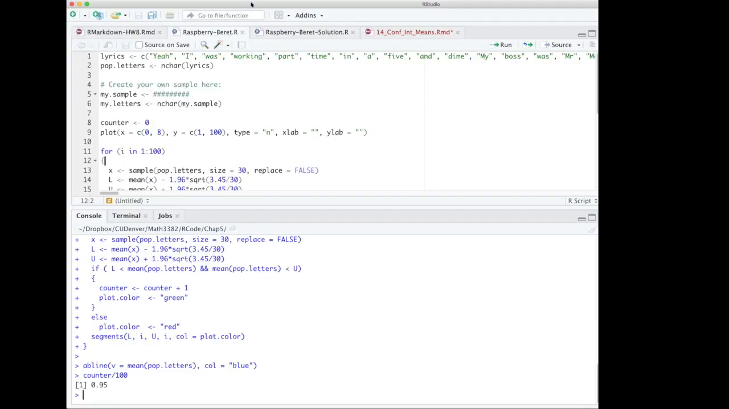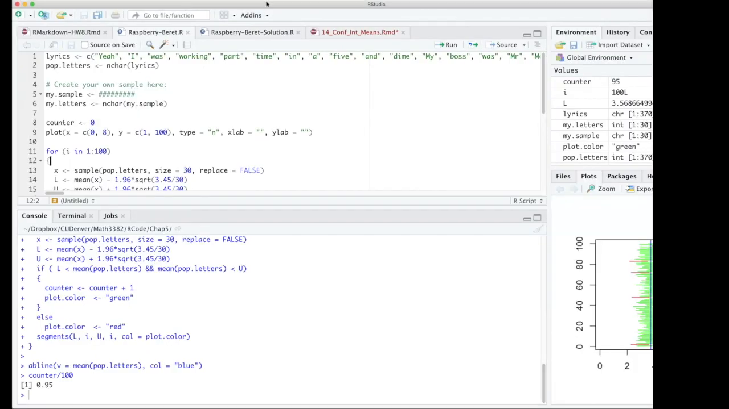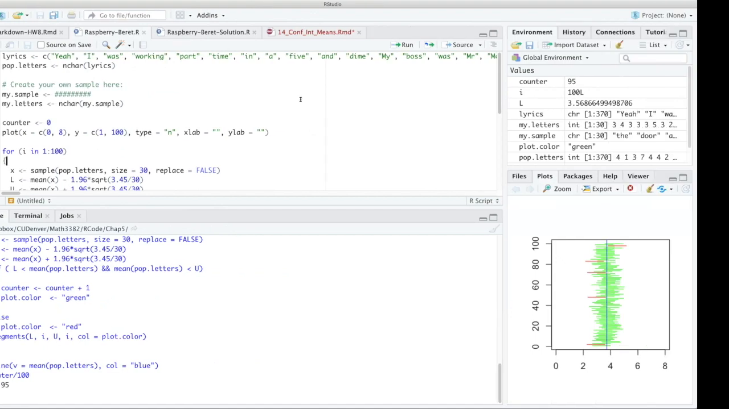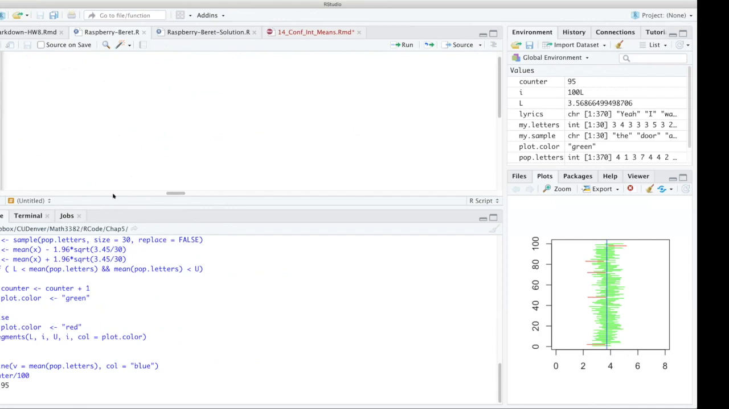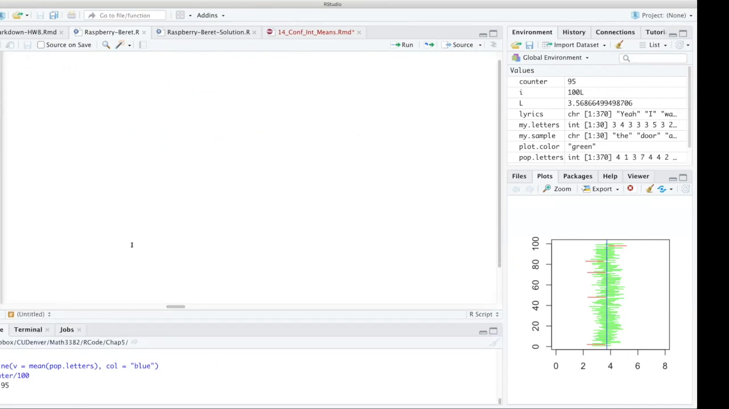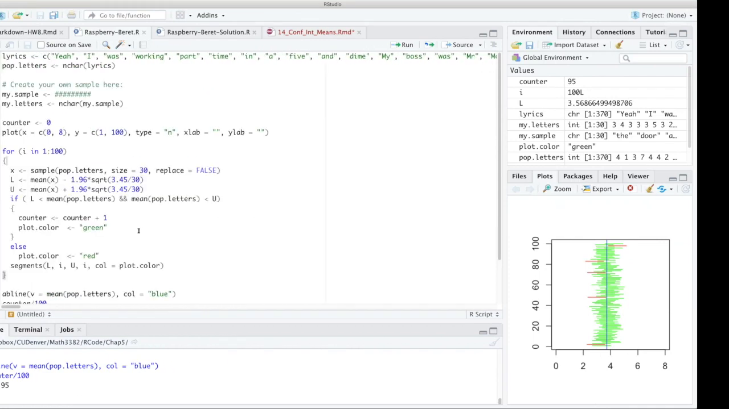Okay, so I've got RStudio open, and I am working with this file called Raspberry-Beret. So this is it over here. So what I did is I put in all of the lyrics to Raspberry-Beret, and I called that lyrics. So we actually have the population up here. Let me zoom in case this isn't big enough.